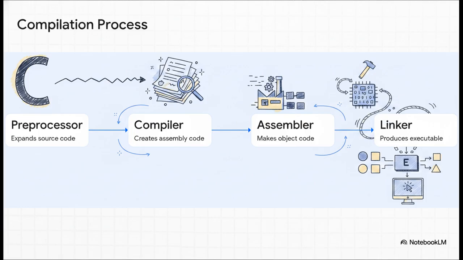First up, the preprocessor expands the source code and handles your included files. Second, the compiler translates all that expanded code into a low-level assembly language. Third, the assembler takes that assembly and generates raw object code. And fourth, the linker connects those objects with external libraries to finally produce the executable code your operating system can actually run. Think about it.